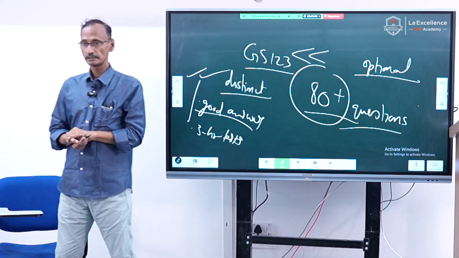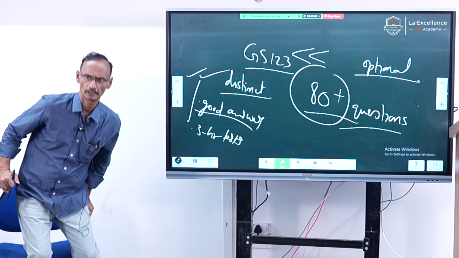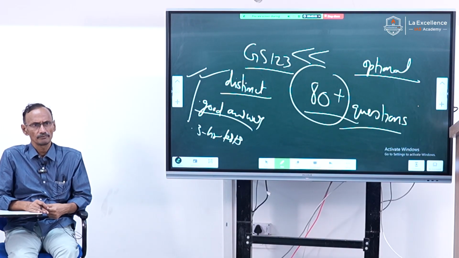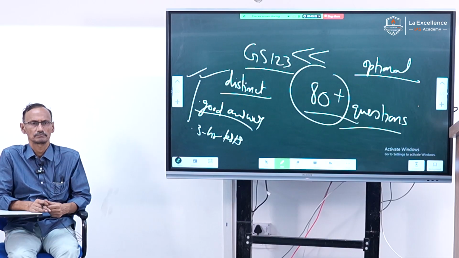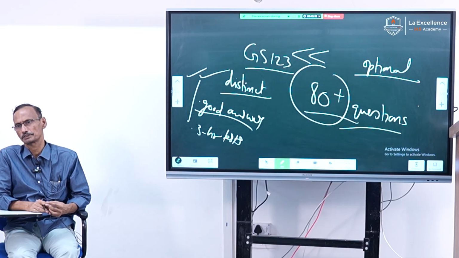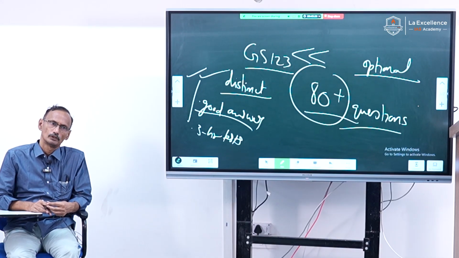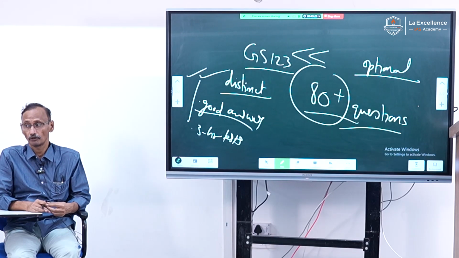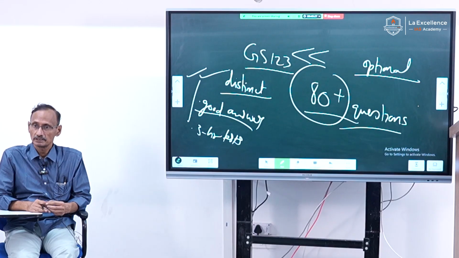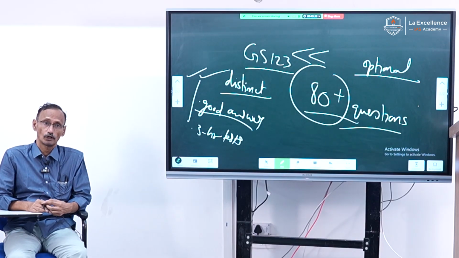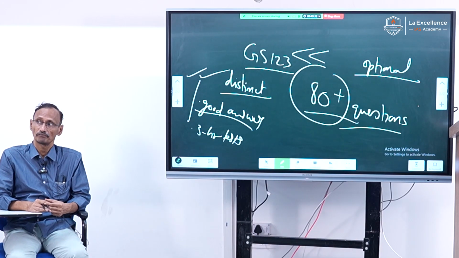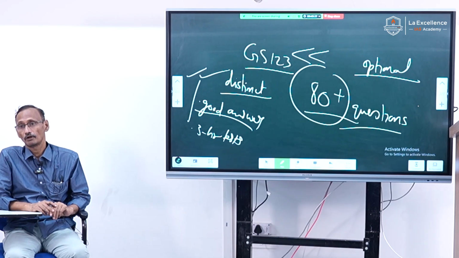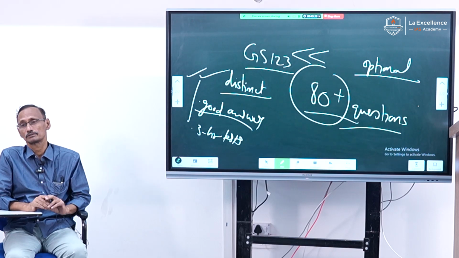You can see at least 80 to 90% of the questions come from some kind of rephrasing of the previous questions. So being thorough with the previous questions, and of course, what does it mean? It means preparing answers. So what makes a good answer is a very important issue. What makes a good answer is the most important question.